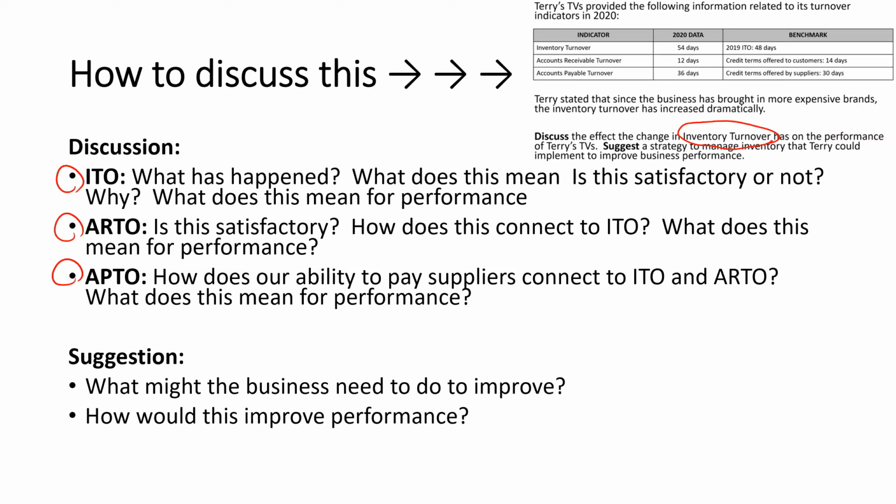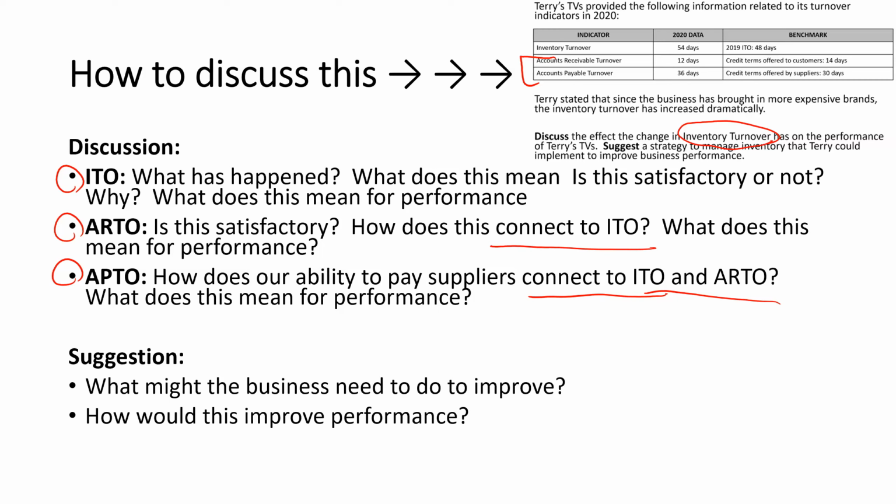I can then bring in the other data because they've given it to me for a reason. It's not just sitting there to look pretty. So I probably want to connect these two other measures to inventory turnover. What are these telling me about performance? How might these impact inventory turnover?